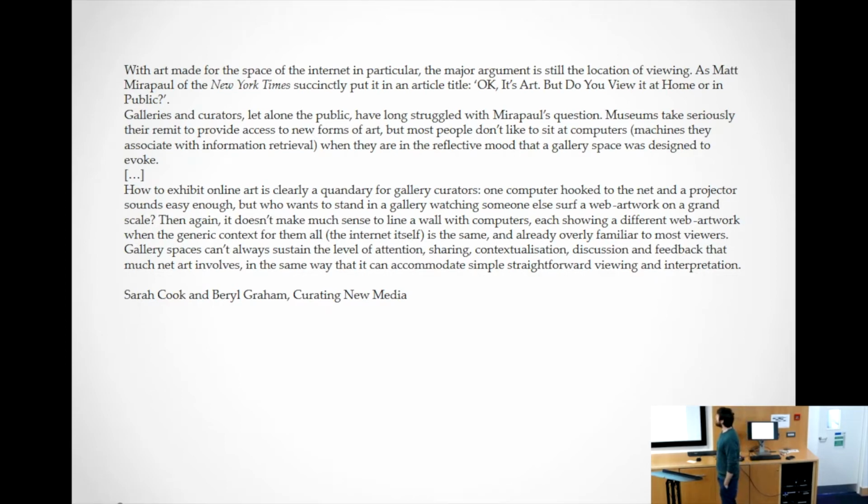Gallery spaces can't always sustain the level of attention, sharing, contextualization, discussion, and feedback that much net art involves, in the same way that they can accommodate simple, straightforward viewing and interpretation." So we're talking about this translation: when we see a net art piece or online artwork, how do you bring it into the gallery experience?